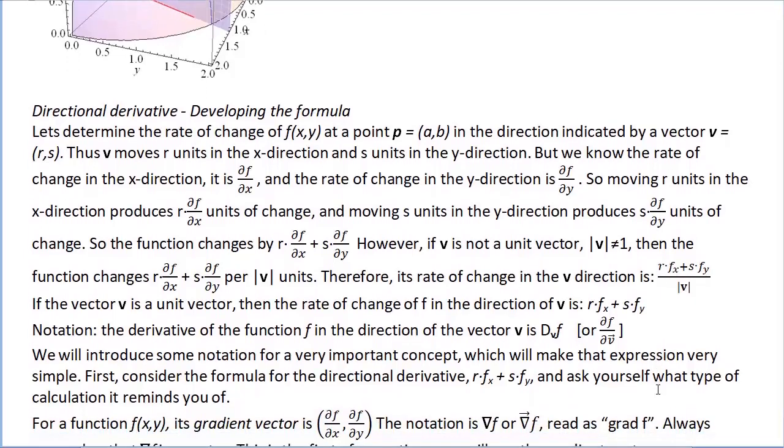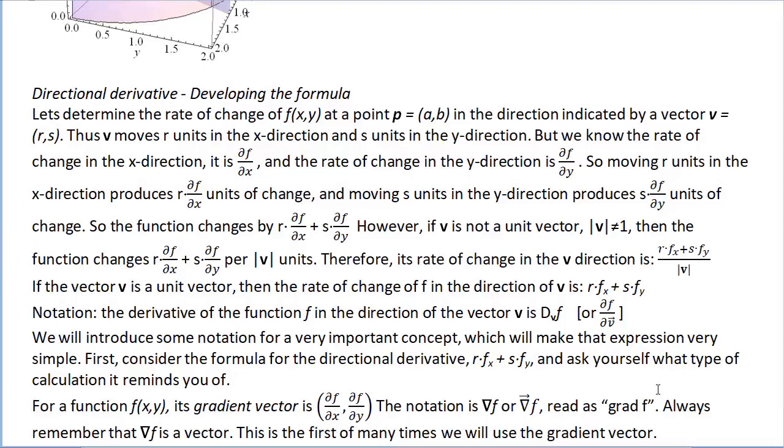You'll notice that one of the things we'd be taking the dot product of is going to have the two partial derivatives in it. So that's going to be a special vector. For the function f of x, y, its gradient vector is (df/dx, df/dy). The notation for this is this upside down triangle of f, and that's a vector, so we put an arrow over the triangle. That triangle is called nabla. We can just read this as the gradient of f, which we'll just say grad f.